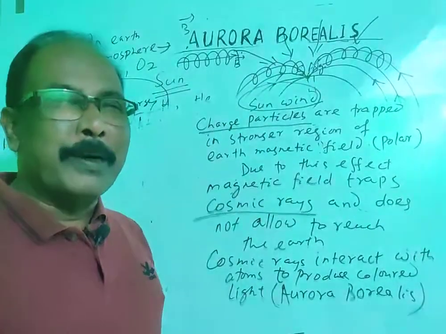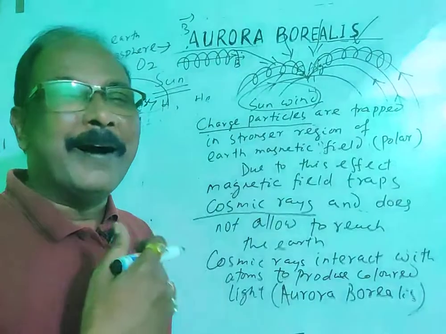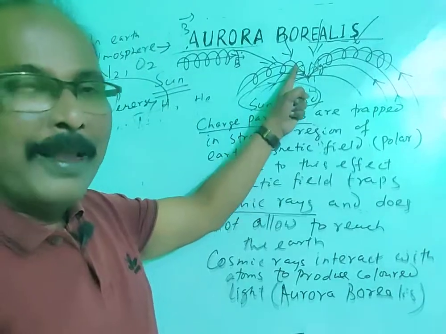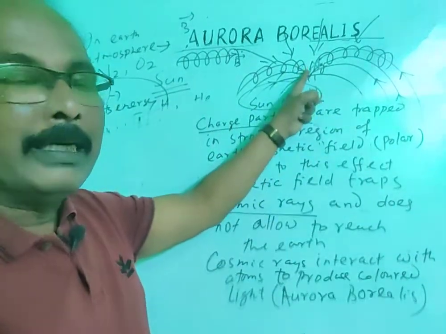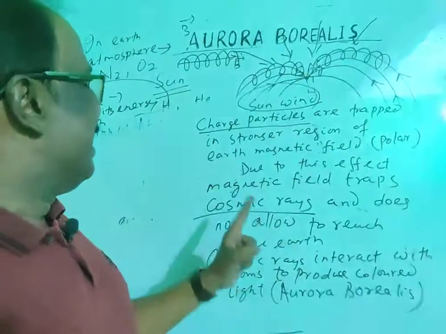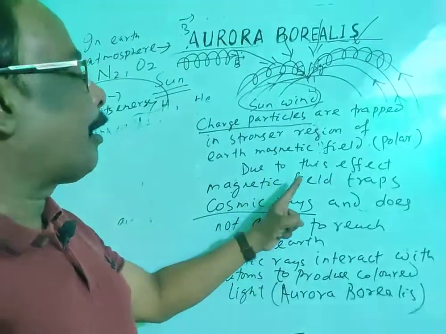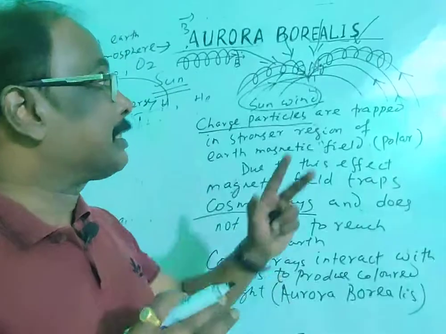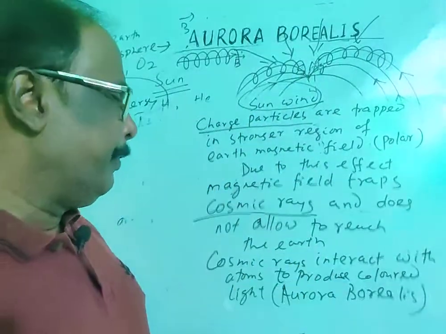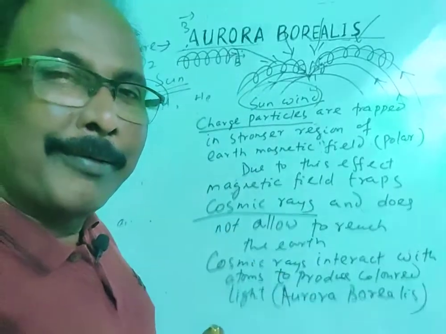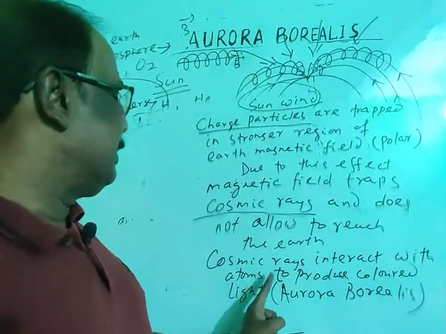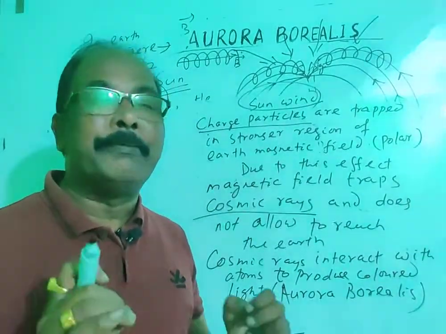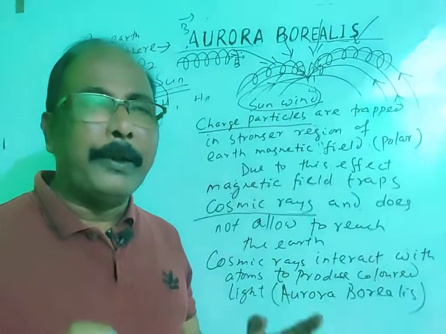Charged particles from the sun are detached and move away from the pole due to gravity of the sun, enter Earth's atmosphere and get trapped by the stronger magnetic field at the polar region of Earth. Those cosmic rays are trapped by the stronger magnetic field at the polar region, and the stronger magnetic field doesn't allow the cosmic rays to reach Earth. So cosmic rays interact with atoms to produce colored light. As we have discussed, they interact with different atoms, mostly nitrogen and oxygen.